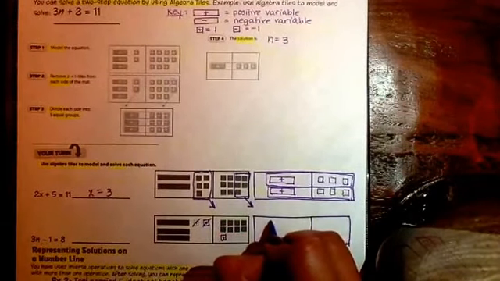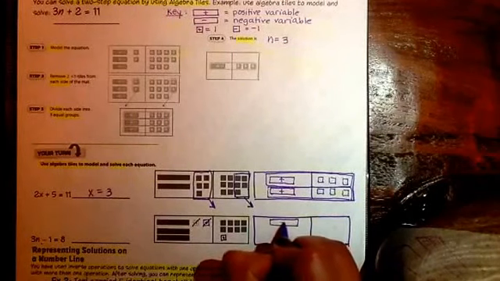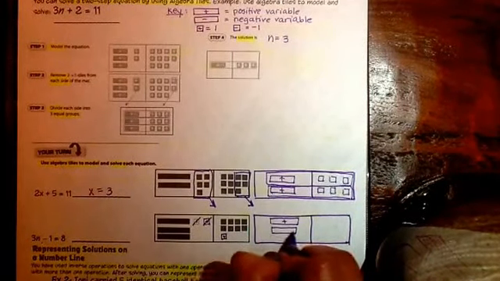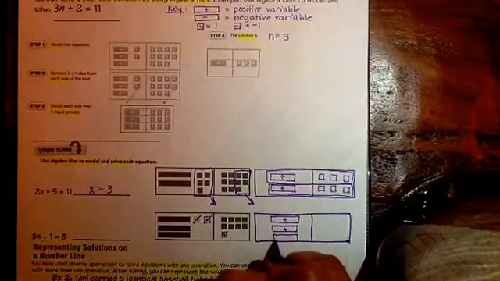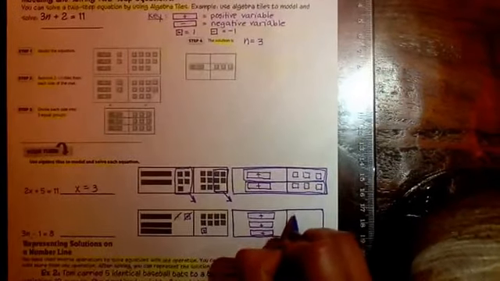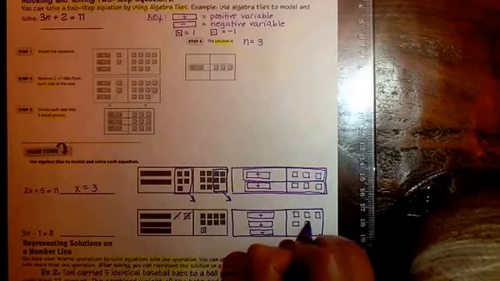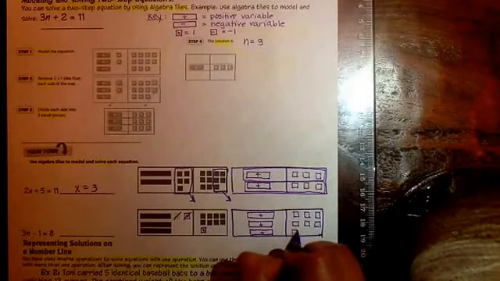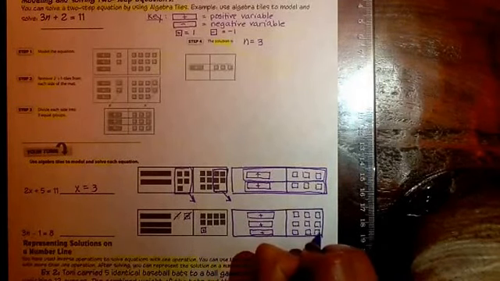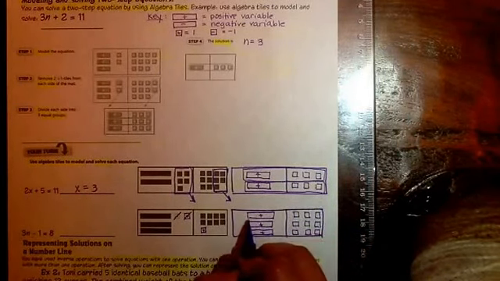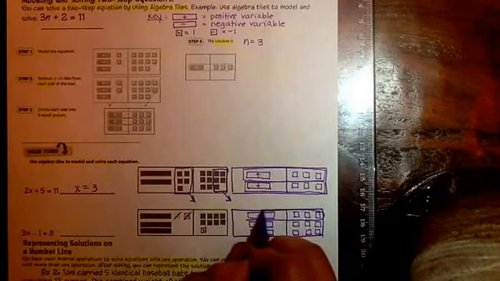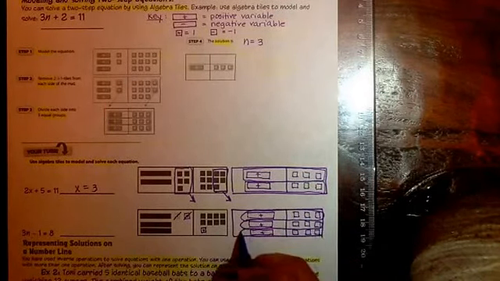So again, here I'm going to draw my 3 positive n's. And on this side, I have to draw 9 positive little algebra tiles. These represent our numbers, so that's +9. If I'm dividing it into equal groups, then each n, 1n, equals 3. So again, right here, n equals 3.